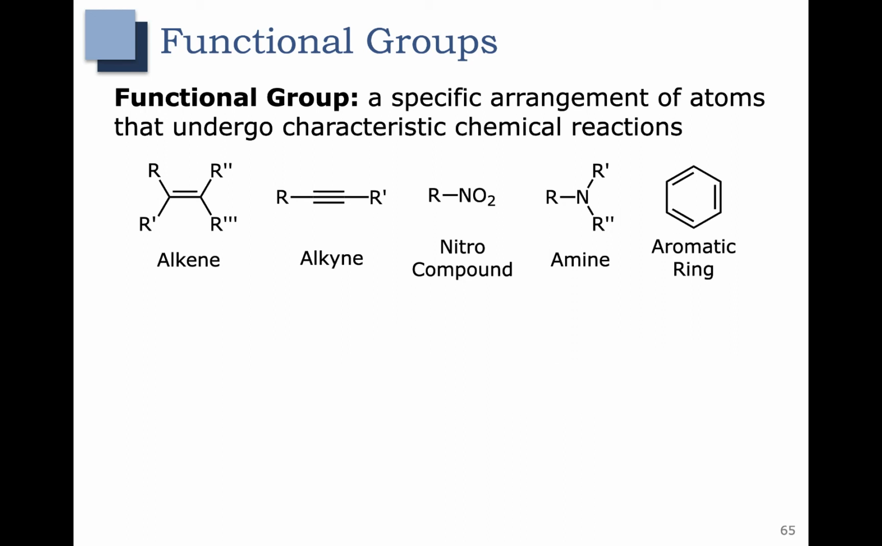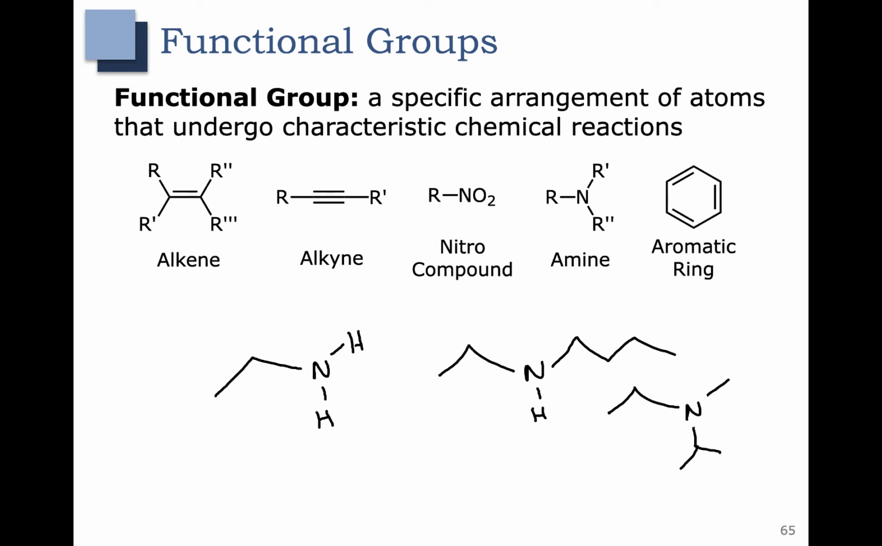That brings us to the amine. The amine has three different R groups, and those R groups can be hydrogens or carbons. So this is one example of an amine. You could also have an amine with two carbon groups attached, or an amine with three different carbon groups attached. And this amine here has an alkene as well.